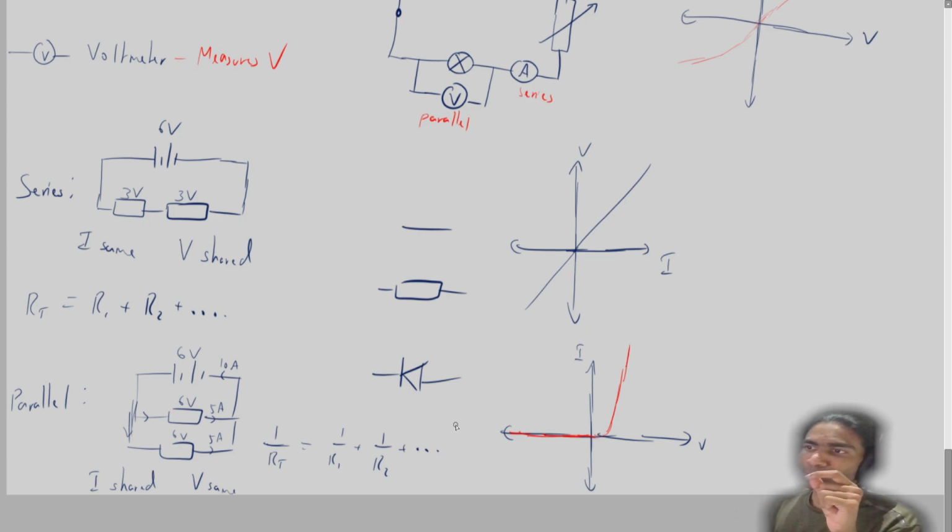Another point is that a series circuit tends to be cheaper to make because it requires a single strand of wire, but a parallel circuit needs a lot more nodes and connections, so that tends to be more expensive to make.